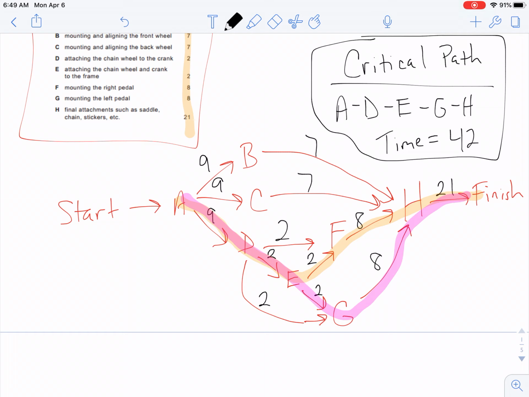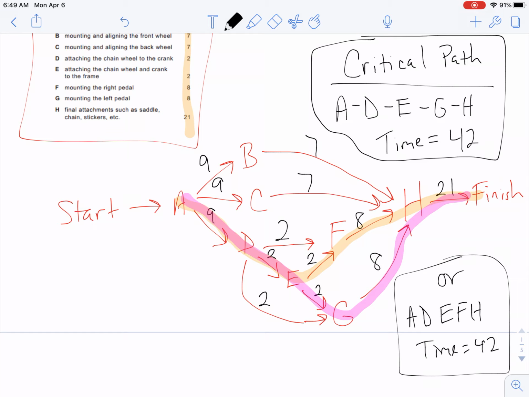Okay? Or you could also say A, D, E, F, H, because that's also 42. They're both correct. In fact, you do have to say both to be fully correct. You would have to say both. Okay? That's it.